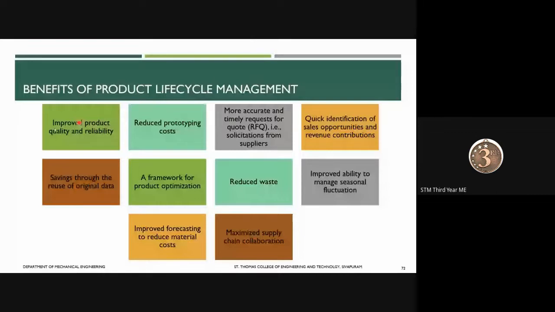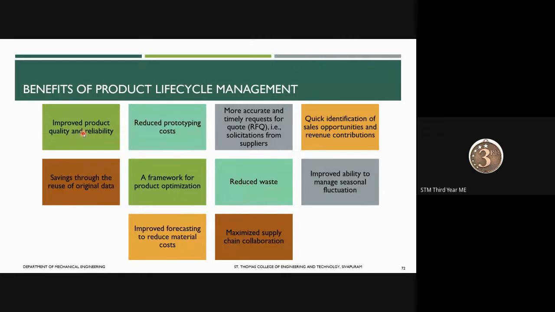For that purpose, product quality is maintained, and also its reliability. Reliability in the sense defective products will be less, and also the product may function for a longer span of time, so that people always buy it, right? They don't require a product that fails immediately or after a short time. They will never buy such a product.